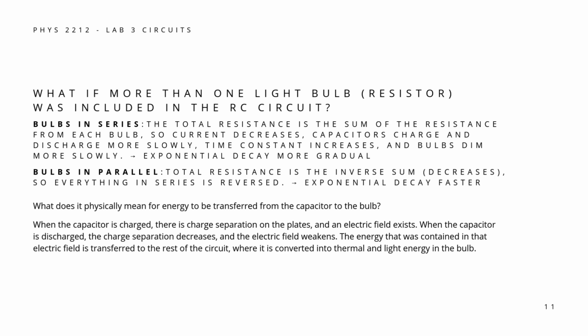However, if those bulbs are in parallel, the total resistance is going to be the inverse sum, so it's going to be a decrease. Everything in the series case is then reversed, so the exponential decay is going to occur much faster. The last question is, what does it physically mean for energy to be transferred from the capacitor to the bulb? When a capacitor is charged, there is charge separation on the plates and an electric field exists. When that capacitor is discharged, the charge separation decreases, the electric field weakens, and the energy that was contained in that electric field is transferred to the rest of the circuit.